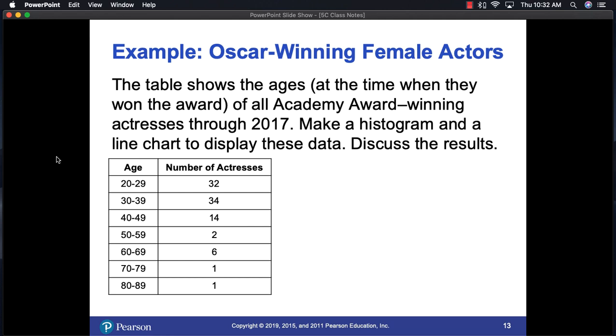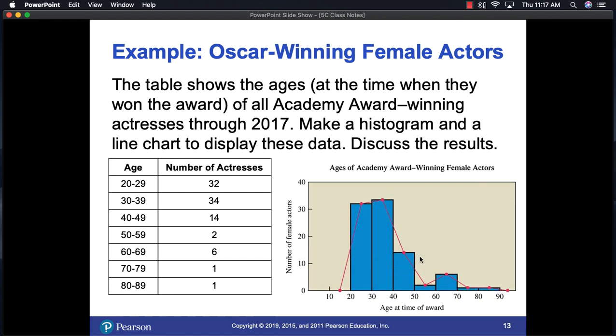Okay, taking a look at this here, you'll notice that we have a table of Academy Award winning actresses through 2017. So making a histogram based off this information will be what we see next. Now, what I would ask of you right now is please pause the video and try it yourself. Try to quickly sketch out what you think a histogram based on this data would look like. Now that you had time to maybe create a bar graph or a histogram for yourself, does this make sense to you?